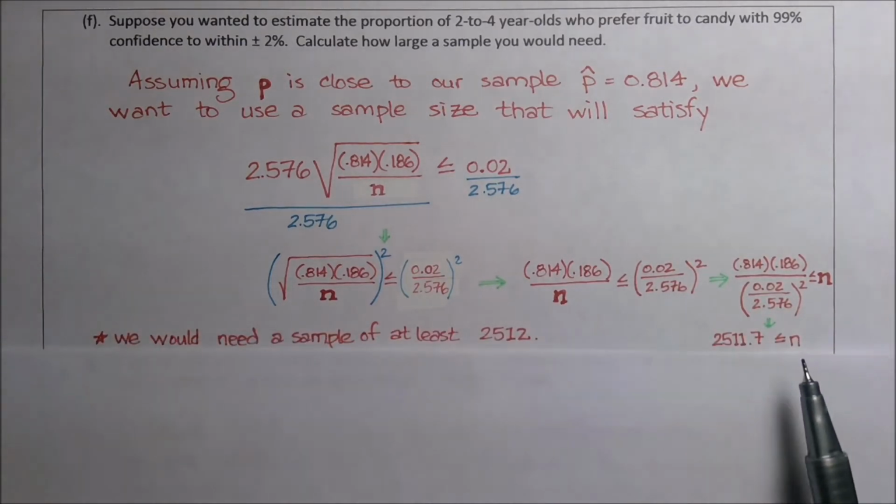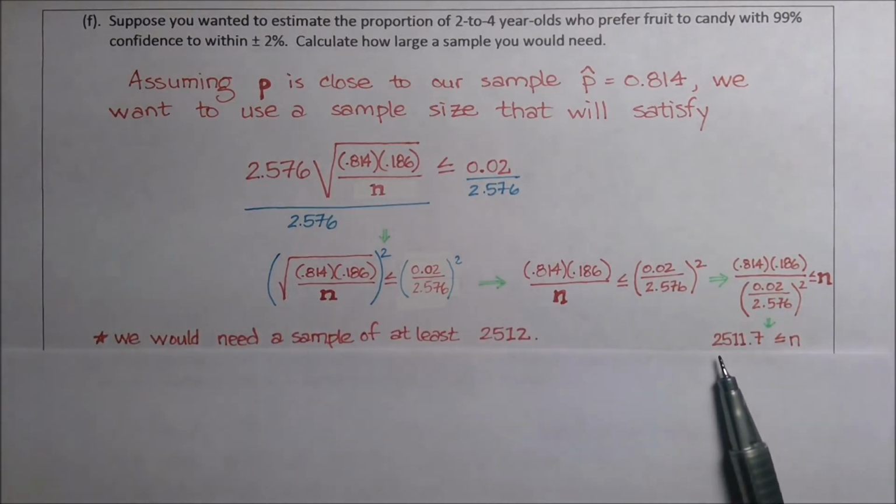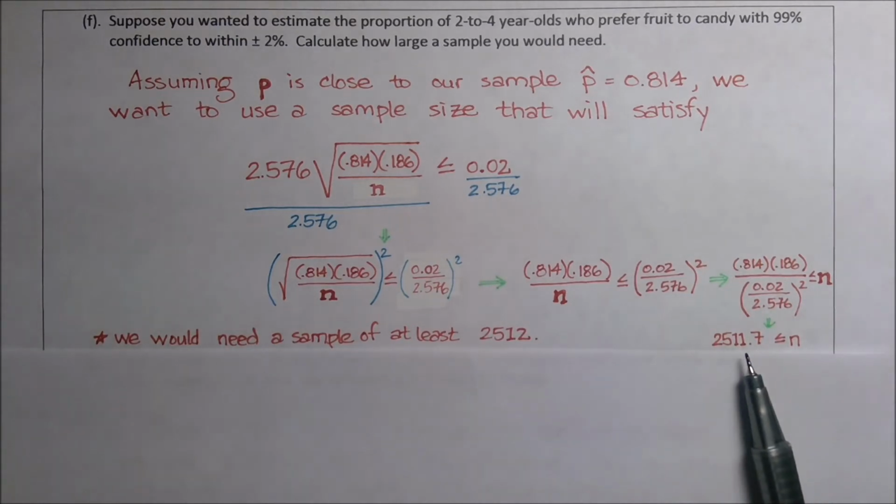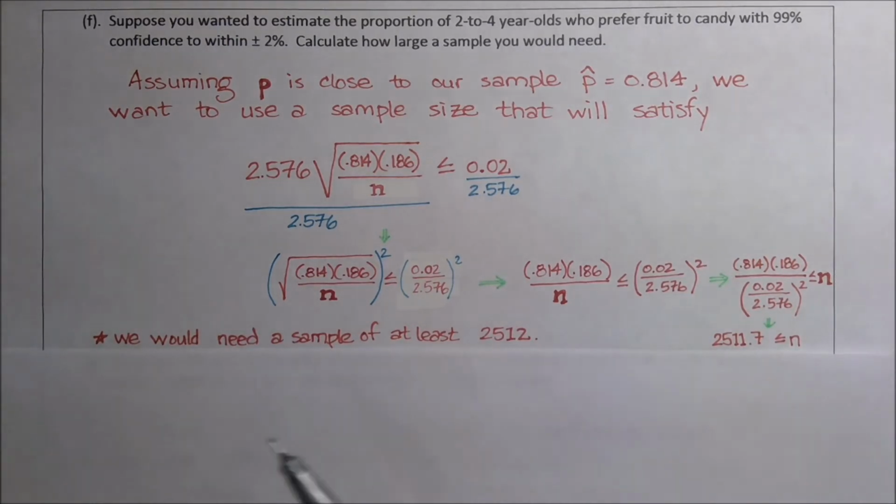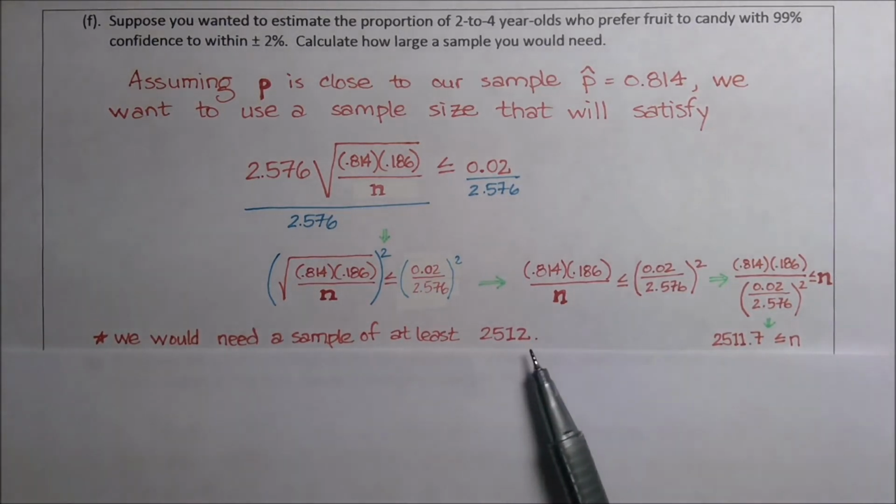So when we do this, we solve, we get that n must be greater than or equal to 2511.7, which means that we need a sample of at least 2,512.